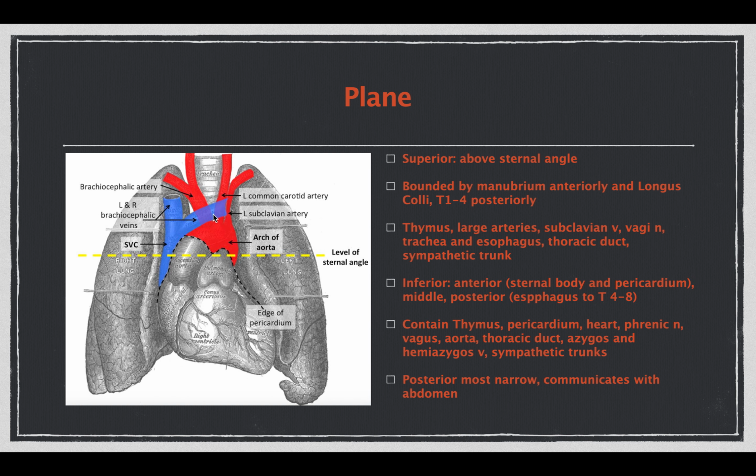And it contains the thymus, the large arteries, subclavian, vagus nerves, the trachea and the esophagus, along with the thoracic duct and the sympathetic trunks.